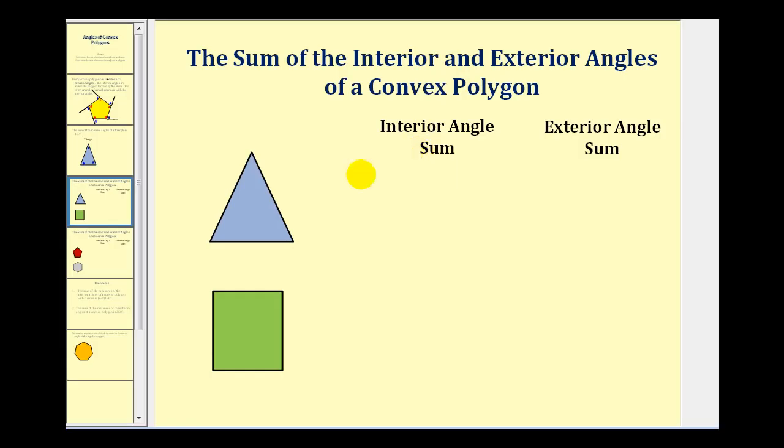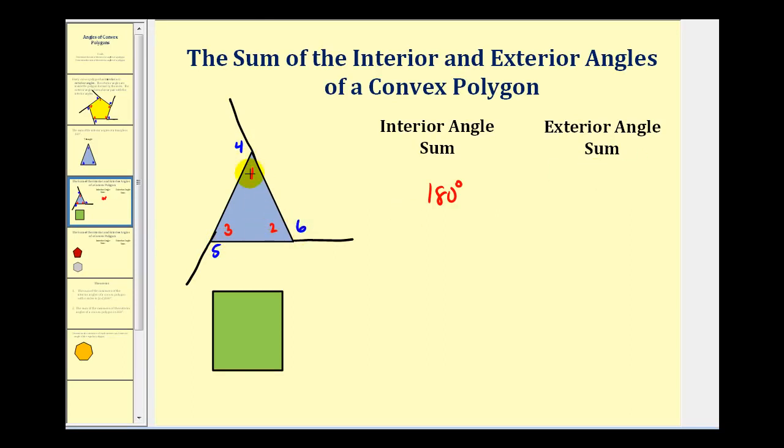So let's use that information to determine the sum of the interior and exterior angles of some convex polygons. So for this first triangle, we know the sum of the interior angles, angle 1, 2, and 3, would be 180 degrees. Now let's go ahead and label the exterior angles. So we'll extend each side starting here. And so the exterior angles would be angle 4, 5, and 6.